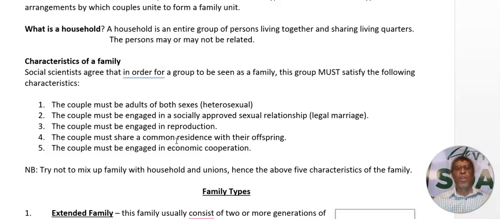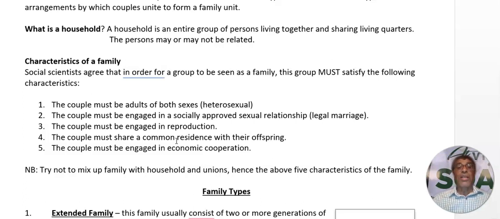All right. So the question is, if we were to use this definition, and notice I put in bracket here, heterosexual. Do couples who are of the same sex, who live under the same household, who operate like a family, do they constitute a family? That's something for you to ponder. But based on the characteristics that we give you, they would not make a family.